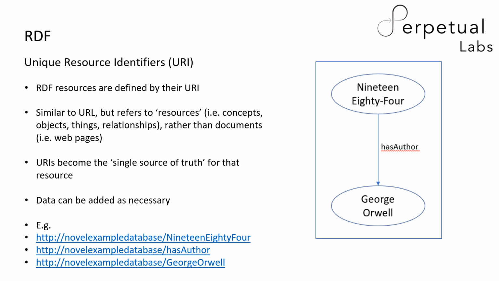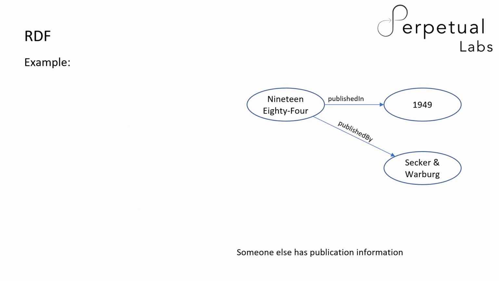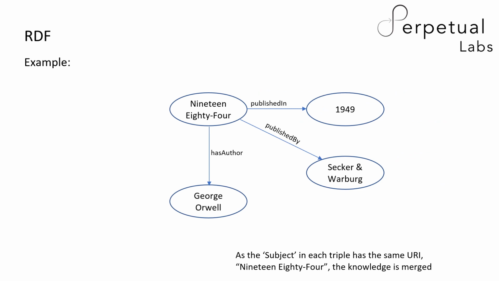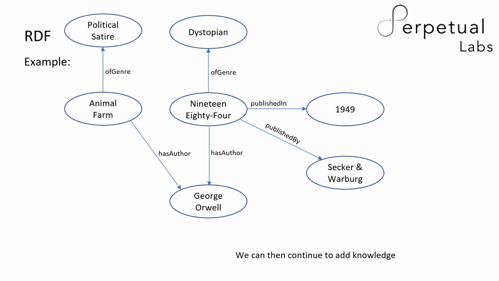This example, a snippet from a knowledge graph of novels, shows that 1984 has the author George Orwell. The subject, predicate, and object all have specific URIs. So, building on this example, if someone has author information for the novel 1984, and someone else has publication information, as the subject in each triple has the same URI, the knowledge is merged into a single knowledge graph. Further knowledge can then be added as necessary, including the genre, other books by the same author, and the genres of those other books.